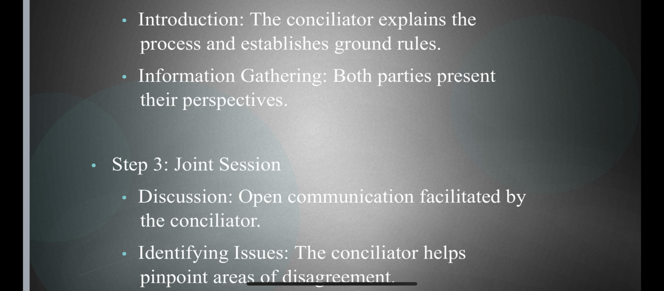And the third step is the joint session. They have to openly communicate with the conciliator and discuss the conflict between them. After that, the conciliator has to identify the issues, and will help pinpoint areas of disagreement between both parties. In this way, the conciliator acts as a mediator between both parties in order to resolve the conflict between them. They can gather information about their conflict, and it helps in the maintenance of a good relationship between both parties.